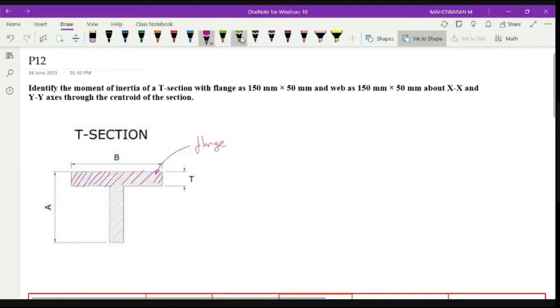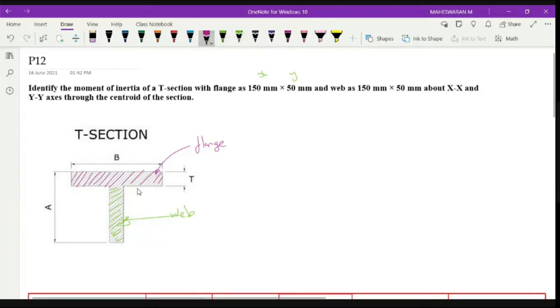Similarly, this one, which has lesser thickness, we call it the web. So whenever they say a flange, it means this part, and the web is this part. Don't consider that the first one is always your x dimension and the second one is always a y dimension. It is not applicable here. Whichever is maximum, you have to consider accordingly.